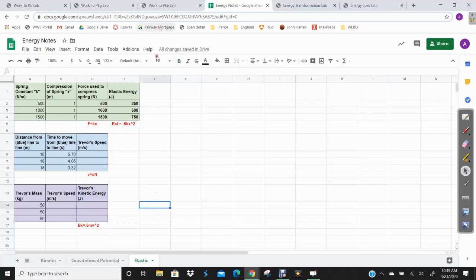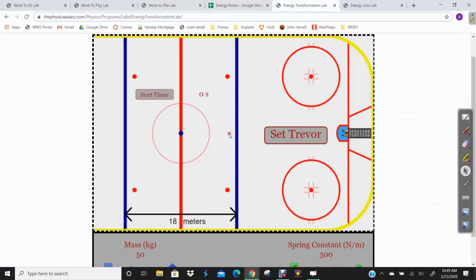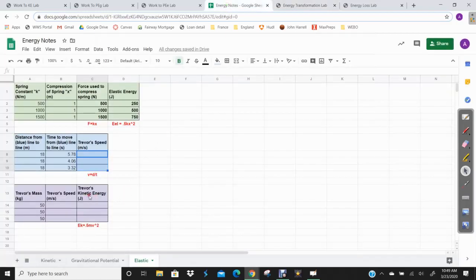So the first thing that we have to do is calculate Trevor's speed, okay? It's very similar to what we did in the Kinetic Energy Lab on tab 1 here. We need to calculate his speed. It's actually given us a known distance here between these blue lines, 18 meters, and then we're going to time him from blue to blue. And again, this is going to be user error, so I'm going to have to start and stop the clock at exactly the right time to get exactly the right numbers. We know that that's not going to happen, so what we're looking for is that by the end of this, when we get Trevor's speed and use it to calculate kinetic energy, we want these numbers to be pretty close to the elastic energy that was stored in the spring, okay?